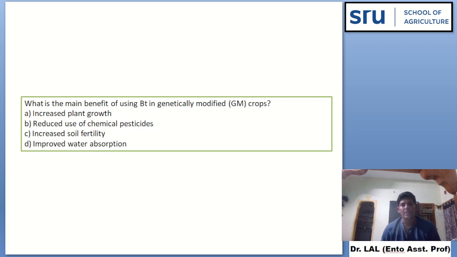What is the main benefit of using Bt in genetically modified crops? Increased plant growth, reduced use of chemical pesticides, increased soil fertility, or improved water absorption. Here the correct answer is reduced use of chemical pesticides. This is the main benefit of using Bt in genetically modified crops.